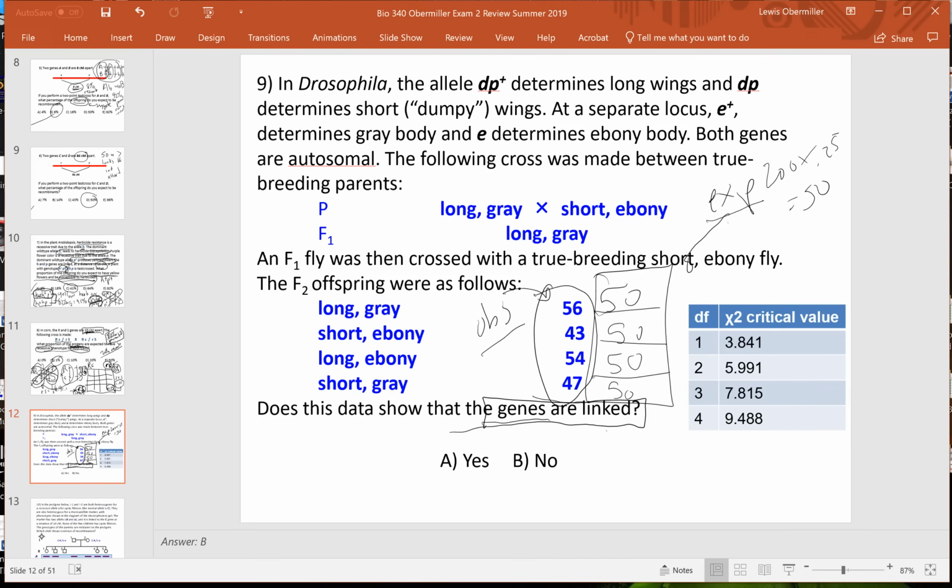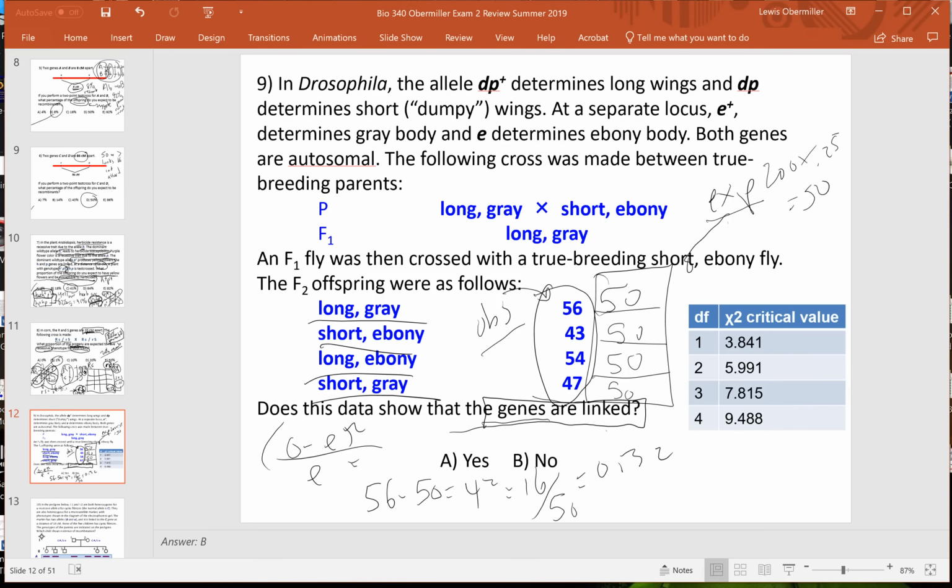And now we just plug in the numbers for the chi-square. So we have to do each one of these individually and add them up together. So observed minus expected squared over the expected, which would be 56 minus 50, which is 6 squared, which is 36, divided by our expected, which is 50. So 36 divided by 50 is 0.72, and so we'll do the next one.